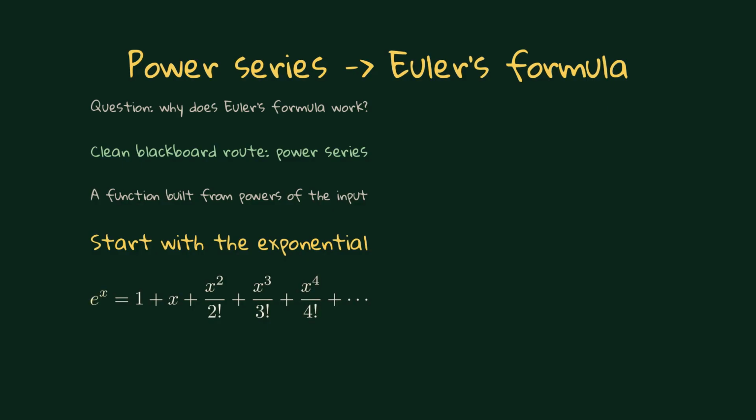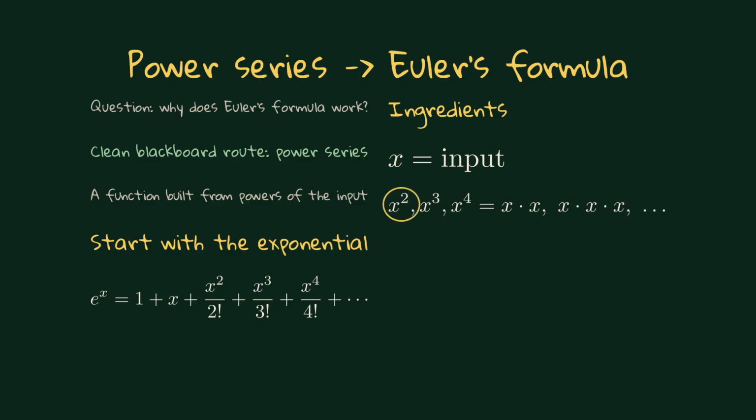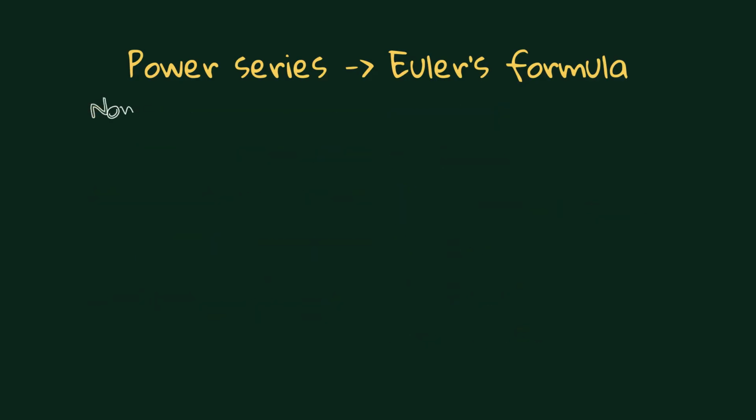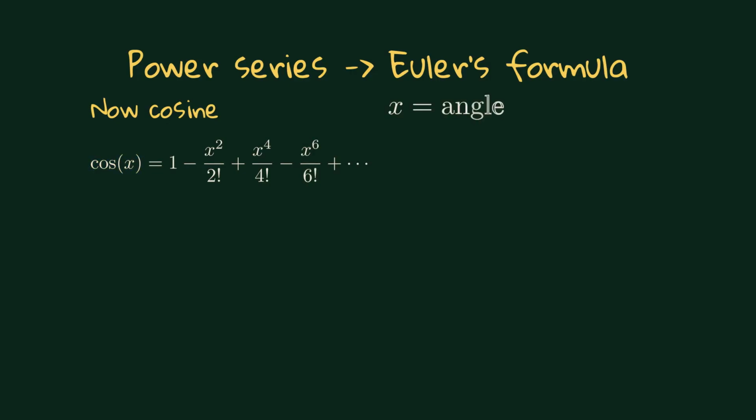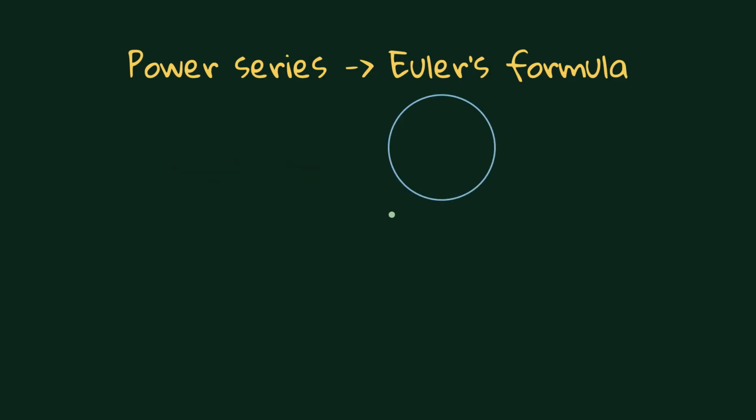Start with the exponential. e to the x equals 1 plus x plus x squared over 2 factorial plus x cubed over 3 factorial plus x to the 4th over 4 factorial plus ... Here, e is the base of the natural exponential. x is the input. x squared, x cubed, and the higher powers are repeated multiplication of that input. 2 factorial, 3 factorial, and 4 factorial are the products 2 times 1, 3 times 2 times 1, and 4 times 3 times 2 times 1.